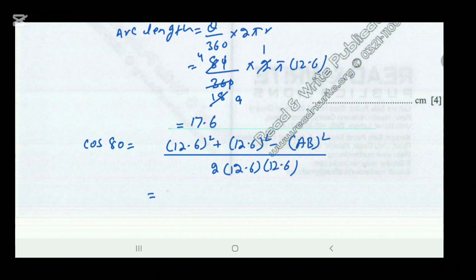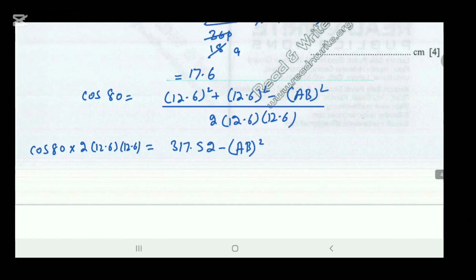So the answer will be cos 80 into 2 into 12.6 into 12.6, and here if you solve 12.6 square plus 12.6 square, it will become 317.52 minus AB whole square will remain as it is. So after that AB will come here.